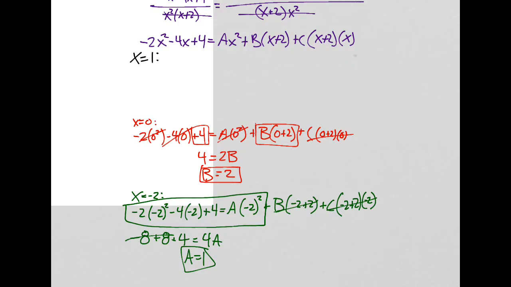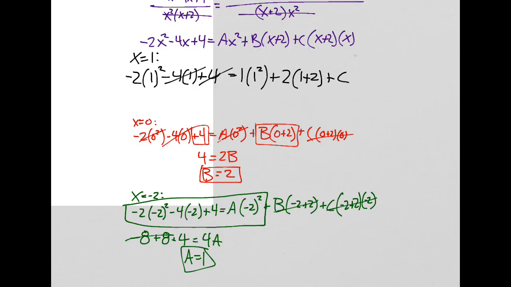Now if x equals 1, then I can write my equation, -2 times 1 squared minus 4 times 1 plus 4, hey, look, those cancel right off the bat, equals a, which I know is 1, so I'm just left with 1 times 1 squared, plus b, which I found to be 2 times 1 plus 2, plus c, which I don't know, times 1 plus 2 times 1.